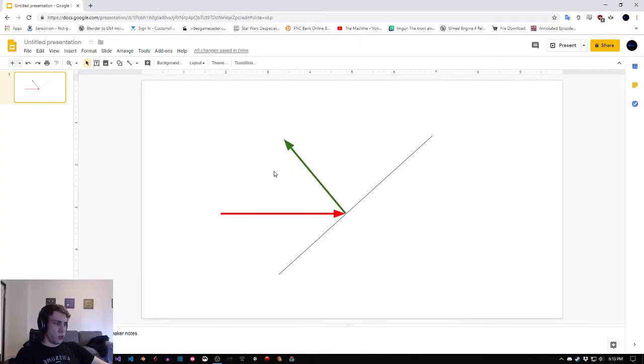Alright, so here's what we got to work with. We have the laser, which is represented by this red vector. We have the direction the laser is pointing in, and we have the direction the surface is pointing in with this green vector. So we need to do a bunch of math to basically get this vector that's just completely flipped over this surface normal. So how do we do that?